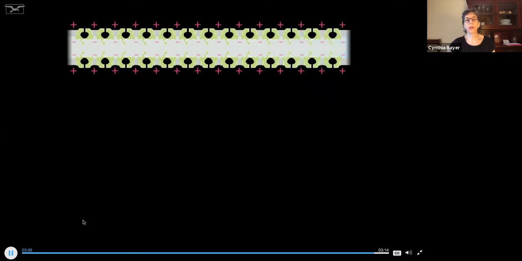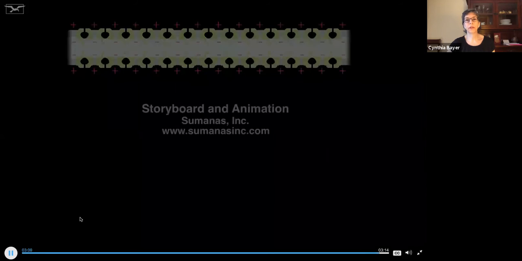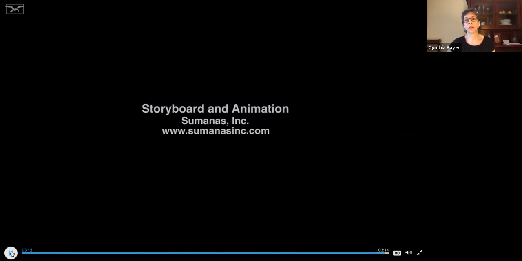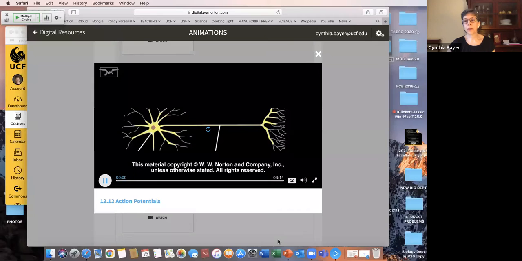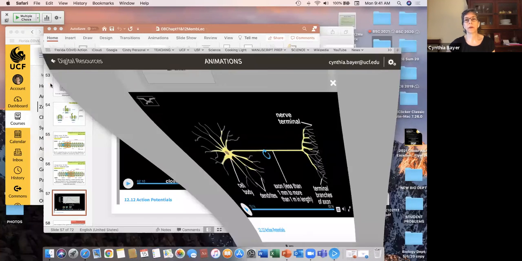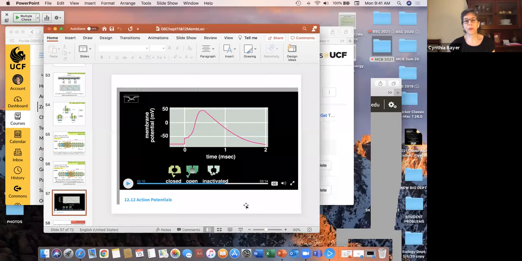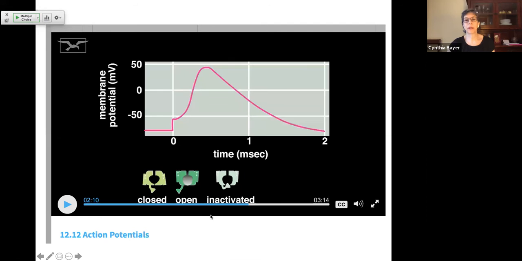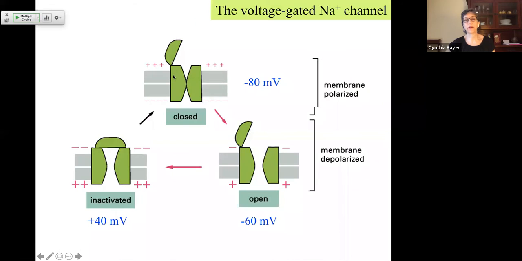So if you notice, what you're watching is the changes in the membrane potential, and those changes in the membrane potential are changing the shape of the sodium ion channels. And the changes in the sodium ion channels are causing a subsequent change in the membrane potential. Right? And the directionality of the ability of those sodium ion channels to change, only from closed to open, have to be inactivated, wait until the membrane returns to the polarized state when it can be closed again.